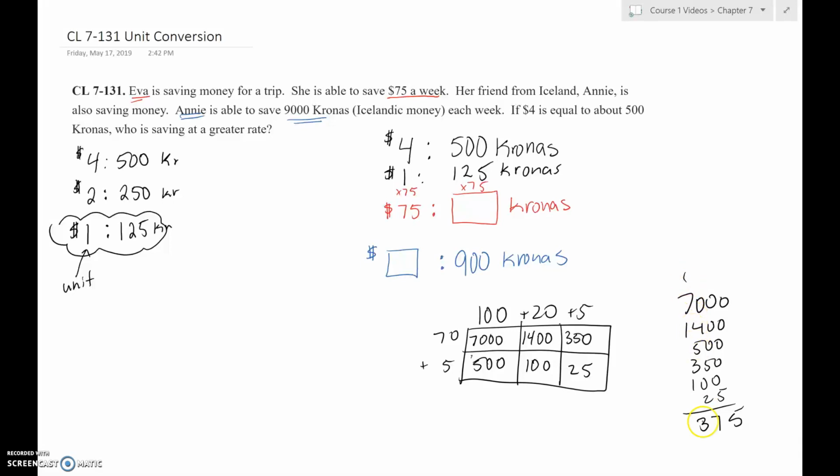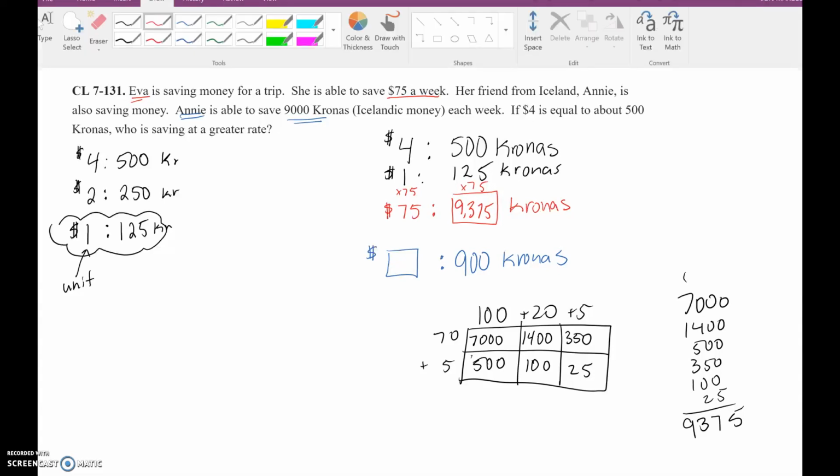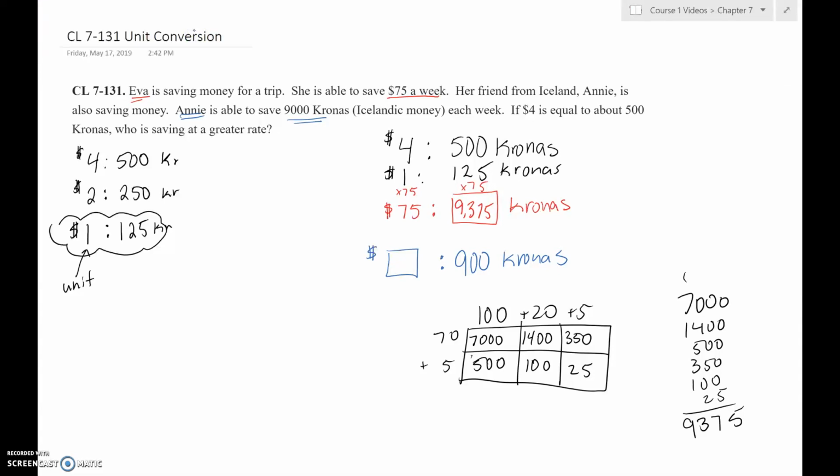And 7, 8, 9. So looks like Ava can save 9,375 kronas. That can't be right. Is that a week? Oh, okay. I was like, she saves way more than Annie. Annie saves 7,000. That seems more right.